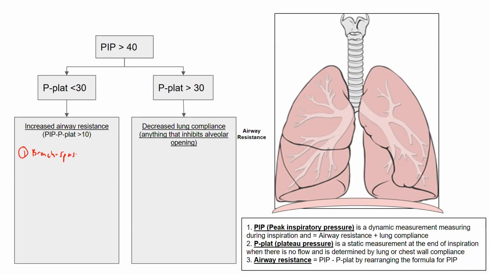As you remember, as your airways narrow, there is more surface area that the air has to go through. That increases laminar flow, increases your resistance, which then will increase your airway pressure. So anything that causes bronchospasm is going to increase your airway resistance. What else may increase your airway resistance?